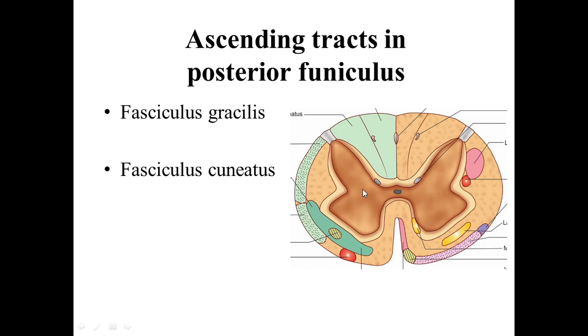Then the ascending tracts present in the posterior funiculus. We have seen the ascending tracts present in the anterolateral funiculus. Now the ascending tracts in the posterior funiculus are 2 in number, and these are the fasciculus gracilis and fasciculus cuneatus. Medially fasciculus gracilis. So this is fasciculus gracilis, laterally fasciculus cuneatus.